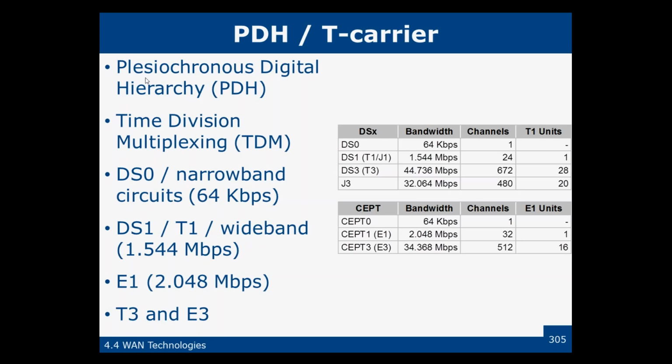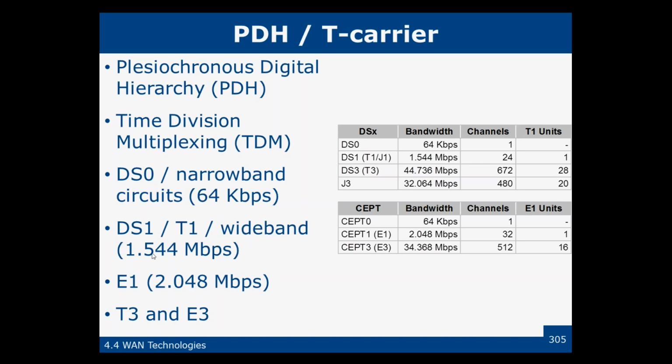implemented. It was developed by Bell Laboratories, and the plesiochronous digital hierarchy, I don't know if that's the right way to say it or not, allowed more than one signal to go onto a carrier. It was a time division multiplexing system. And what it had was DS0s. DS0s are 64K systems, and they're narrowband, and it put several of them together. DS0 is a narrowband circuit, 64K.